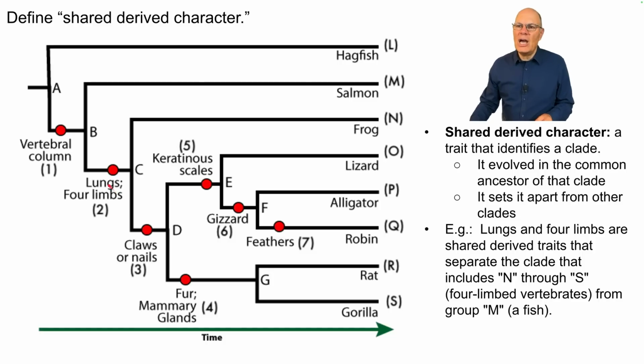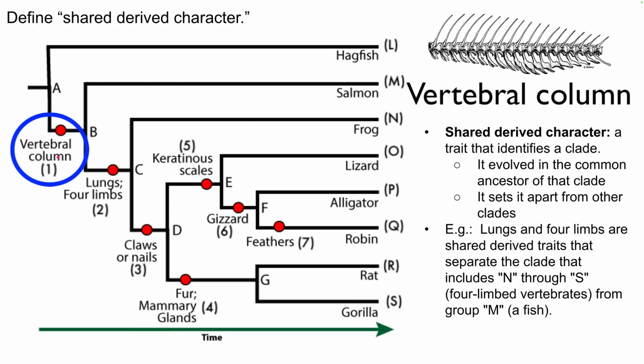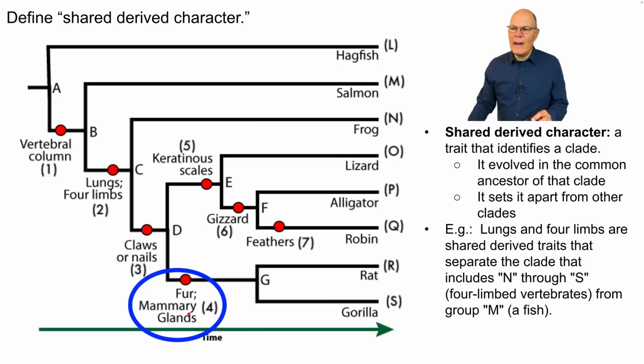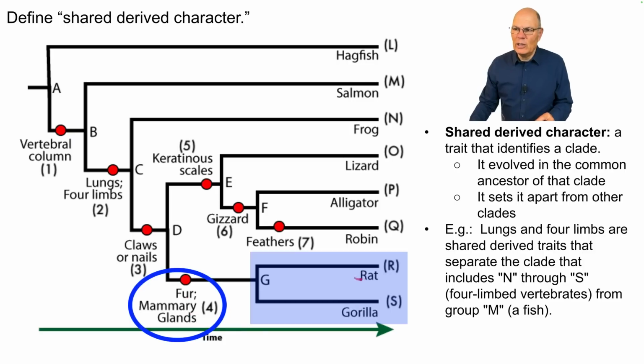Going back in time, the shared derived feature vertebral column separates this clade that includes all the salmon through gorilla. Fur and mammary glands separates the clade that includes rats and gorillas from all the other organisms. These are mammals, and those are shared derived features of mammals.